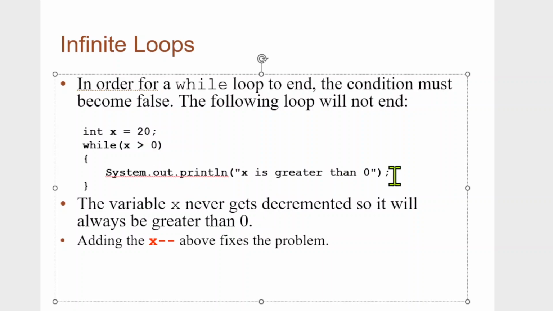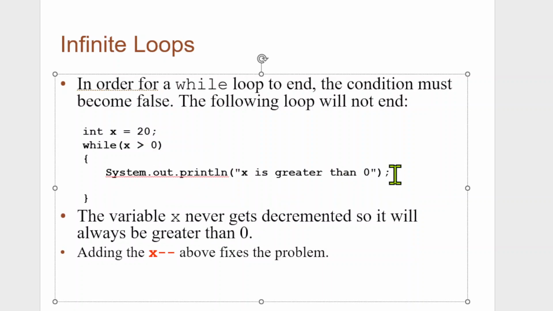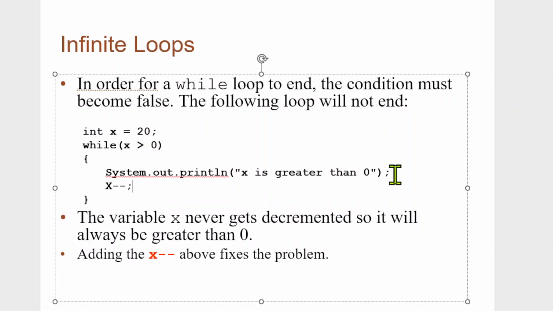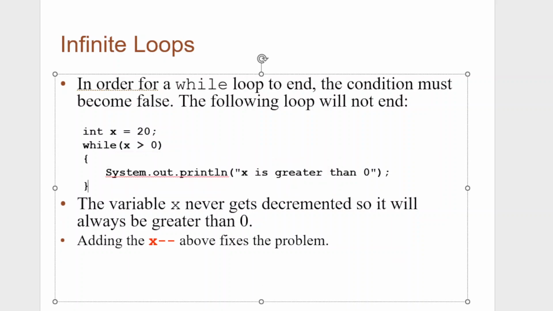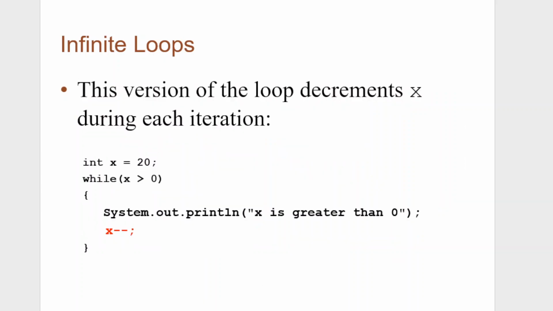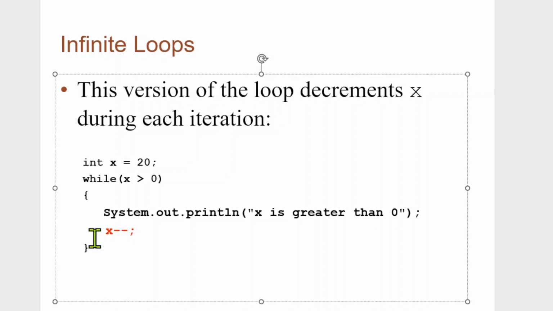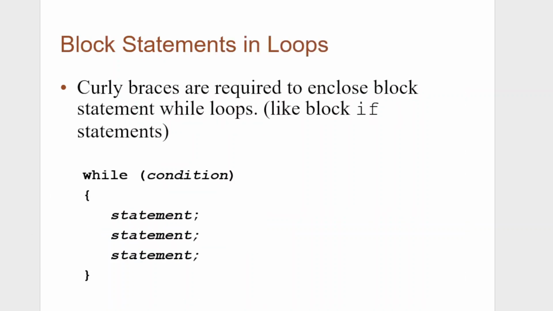So every time this loop runs, if I put the x minus minus, first time through it'll be 20, second time it'll come out 19, 18, until it finally gets to 0. But if you didn't have that in there, like the statement they have here, this thing's never going to stop running. This version of the loop decrements each time. So that's what I just showed you. We're decrementing.